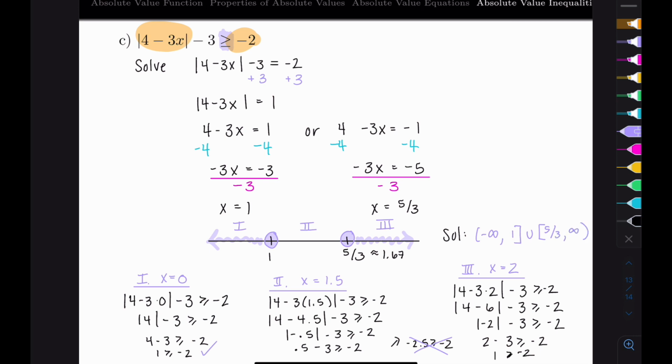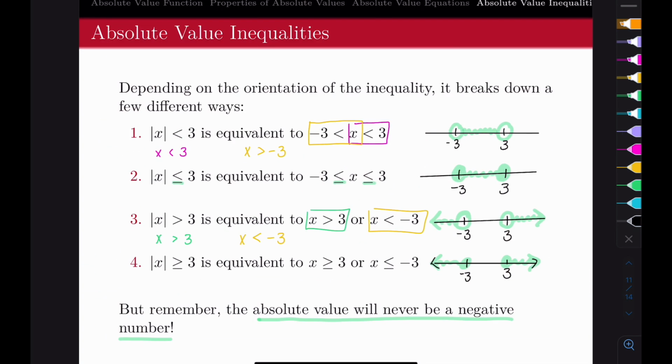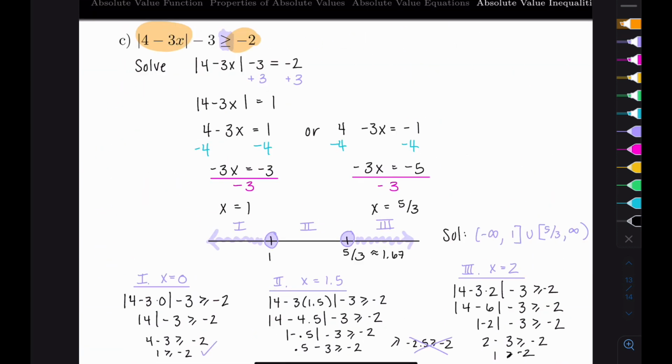Okay. So if you want to see another way to do this, you can go ahead and look in the notes. You can just break it down using this definition we have up here. Just to show you, the other way you can do this problem is you have to isolate the absolute value. So it'd be the absolute value of 4 minus 3x is greater than or equal to 1, because you have to add the 3 over. And so you get to immediately drop the absolute value, and then you also need to flip the sign in the middle, okay?